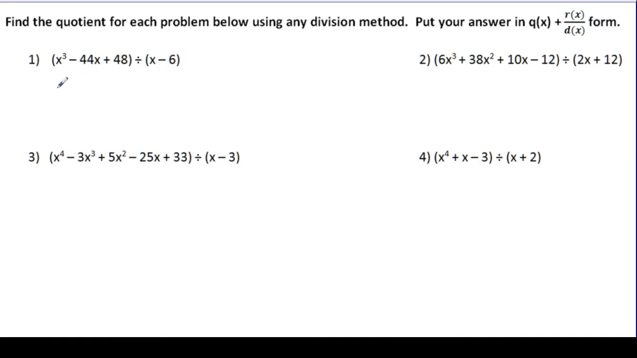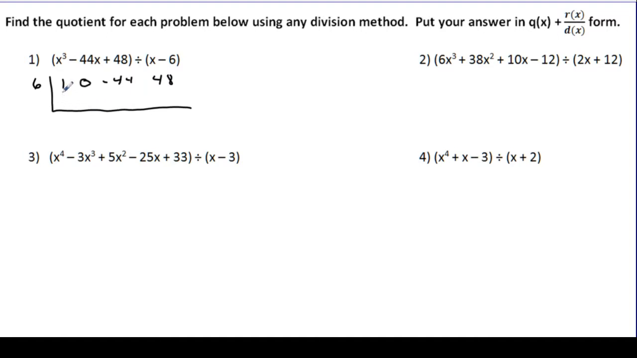Okay, so this first problem, I can set this up. Remember, when I set up my synthetic division symbol, the number that goes on the outside is what turns the divisor into 0. So in this case, that's 6. Then I'm going to list the coefficients of everything in this expression, and I'm not going to forget that because there's an x squared missing, I need to put in a 0 for the x squared. So it's 1x cubed, 0x squared, negative 44x, and a positive 48.